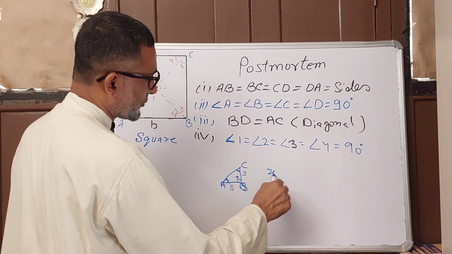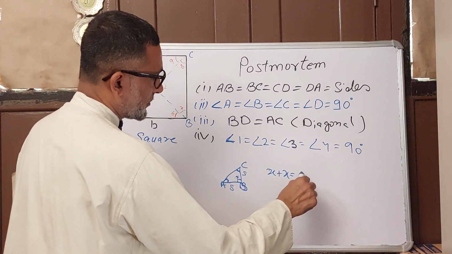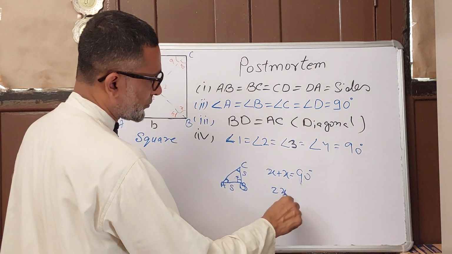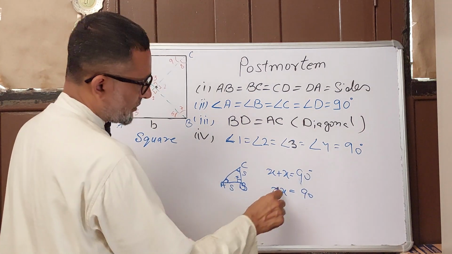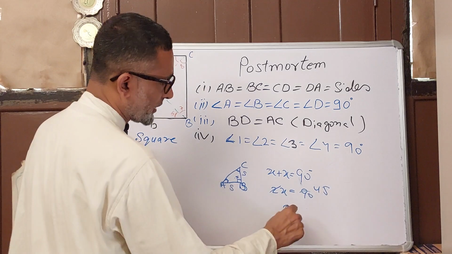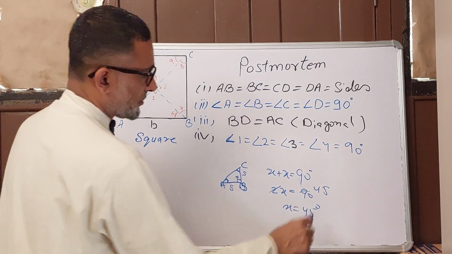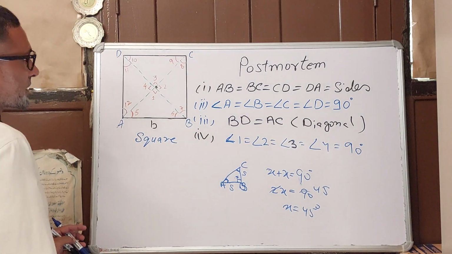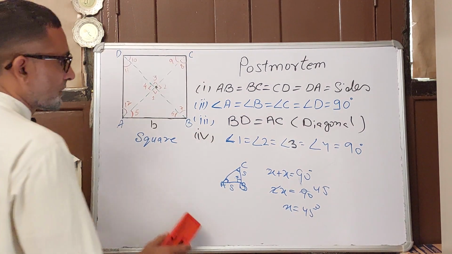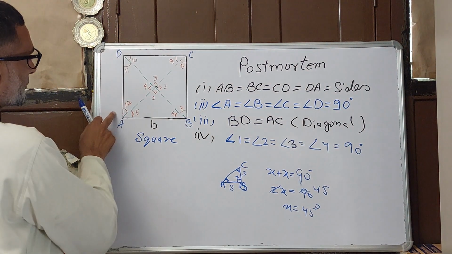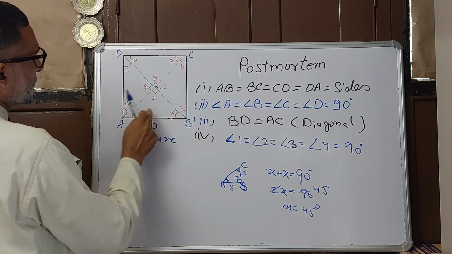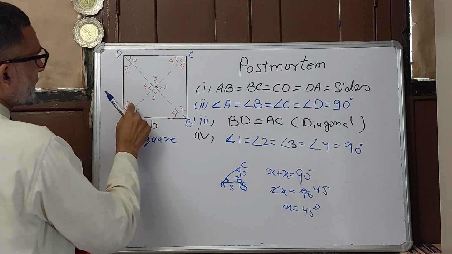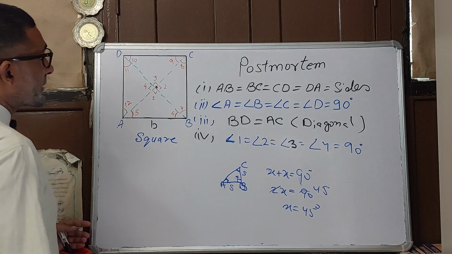This and this. x plus x is equal to 90 degree. Always 90 degree. Then 2x is equal to what? 90. Then after cancelling, we get x is equal to 45. So this means angle 5 and 8 will be 90 degree. And so on also. This is also the same right angle triangle like this ABC. The same thing is for ADC. Here angle 12, angle 9 is also 45 degree.